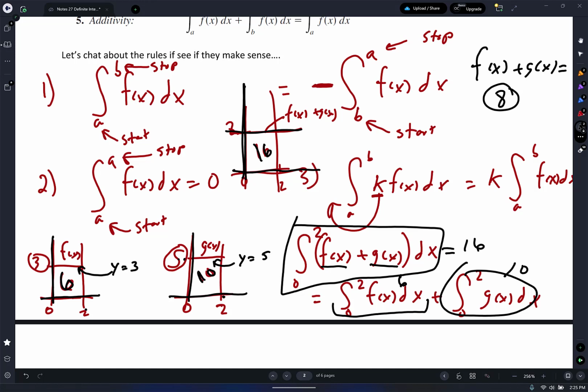So I can have different integrals as long as the limits are the same, the corresponding limits, and you can add them together or subtract them as well.